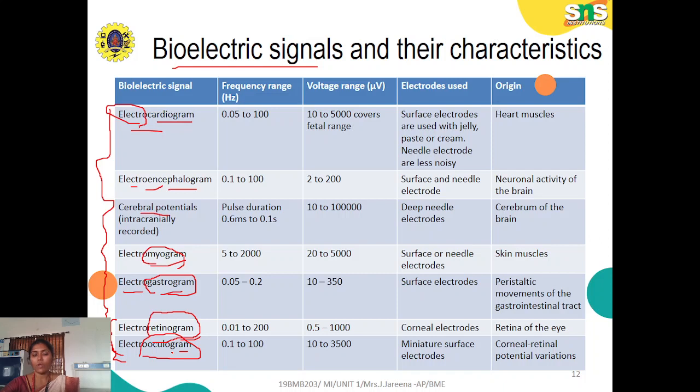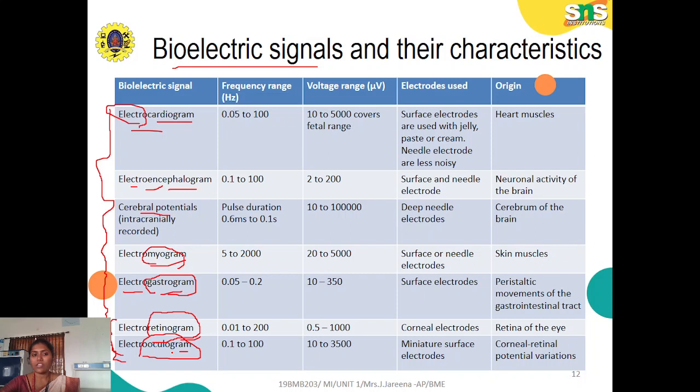Okay, so when the word ends with graph, for example electrocardiograph or electroencephalograph, then it represents the machine, the machine which we are using to measure that particular technique. So that is the main difference between electrocardiography and electrocardiogram.